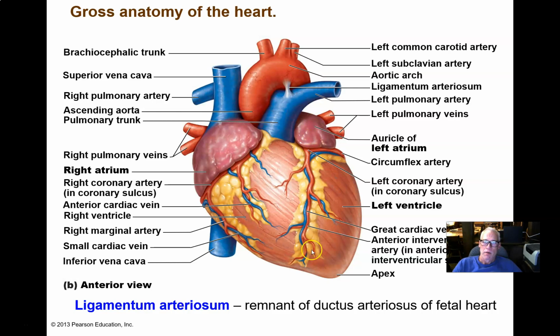We'll take a look in a little bit at the coronary arteries. You hear a lot about coronary arteries, right? They get clogged and we have heart attacks because of insufficient flow in these coronary arteries here and here. So we'll take another look at those in just a bit.